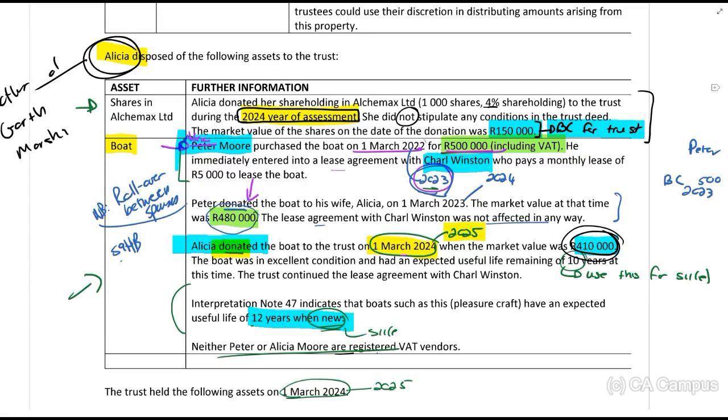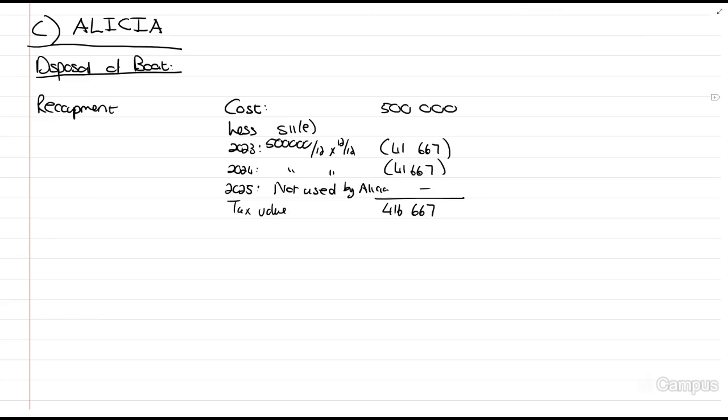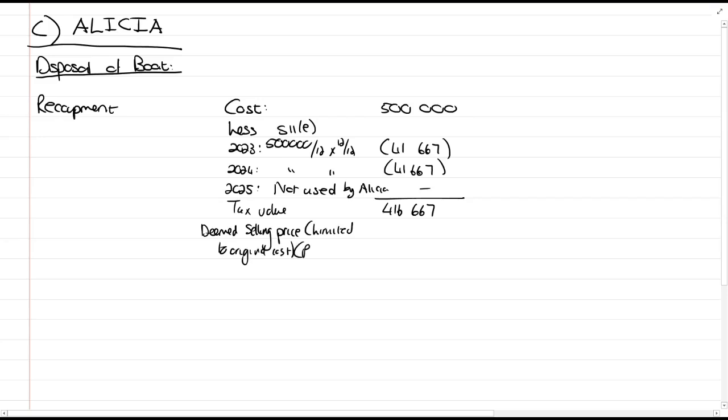Okay, when the market value was 410, that's when it's donated for. So you sell it to the trust, you donate it for free. But remember, this is, I'm going to just call it here, the deemed selling price, limited to original cost. That's the same as what we always write, except it's not usually just deemed.